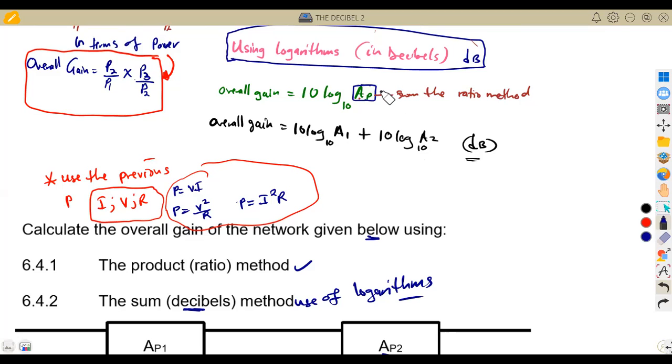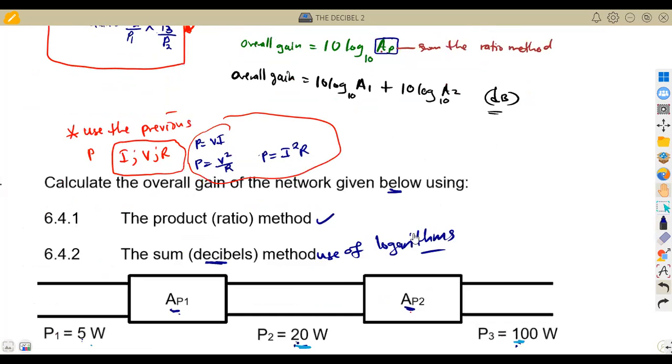All right, or you can use the overall gain from the sum of, not the sum actually, but from the product that we had before. You can also use the same concept. So I'm going to explain these two.